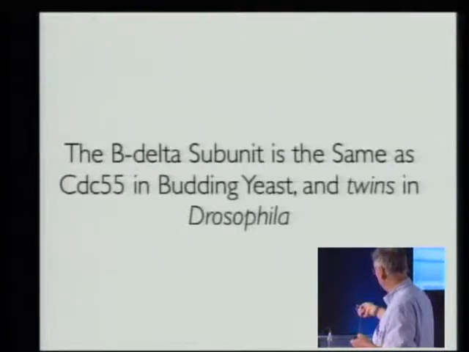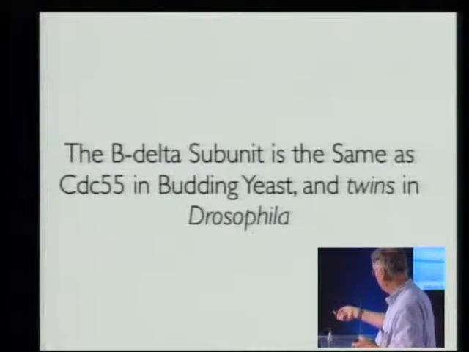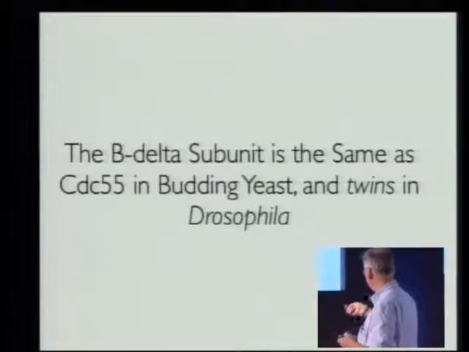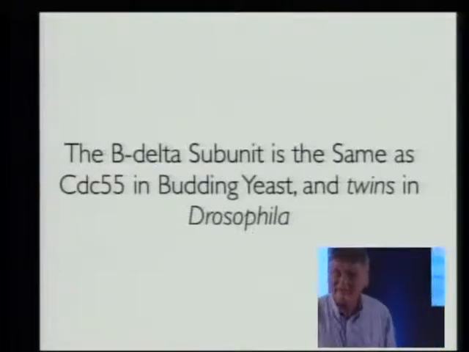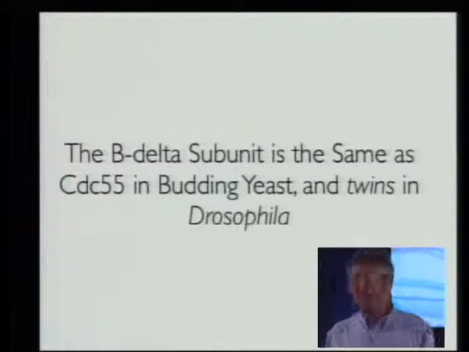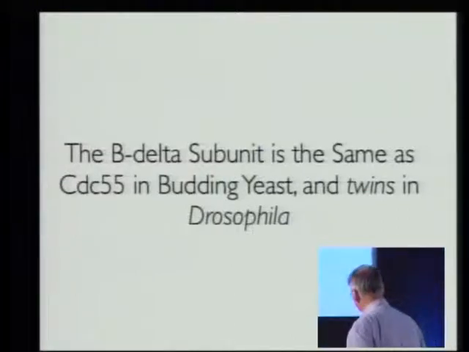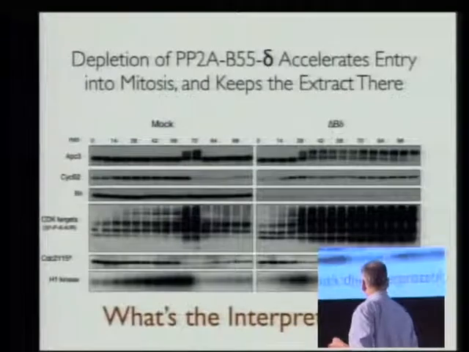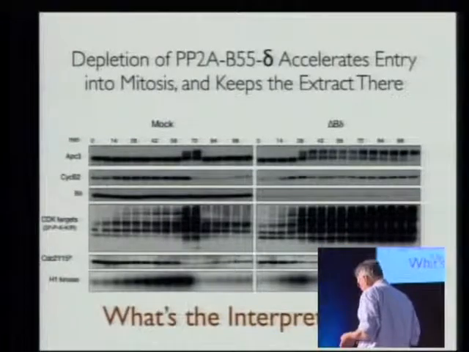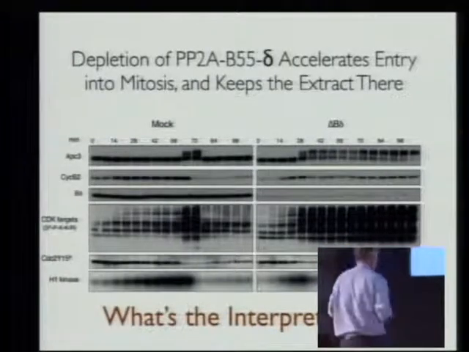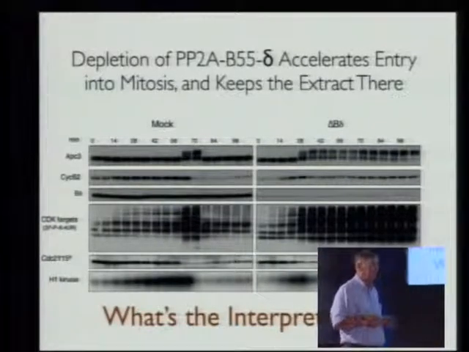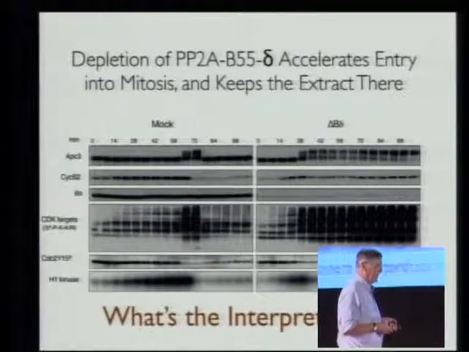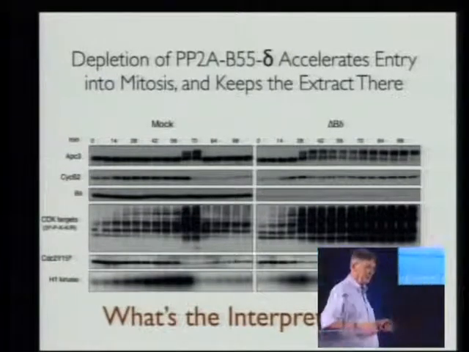And then we found that B delta was the same as a mutant in budding yeast called CDC55, and there was a Drosophila mutant in this subunit known as twins, which also caused a problem with getting through mitosis. So this was all very encouraging. It sounded like we were along the right lines. Good. So then you do the depletion in one of these extracts, and we were terribly, terribly pleased by what happened. Namely, the cell cycle got completely buggered up, as we say.